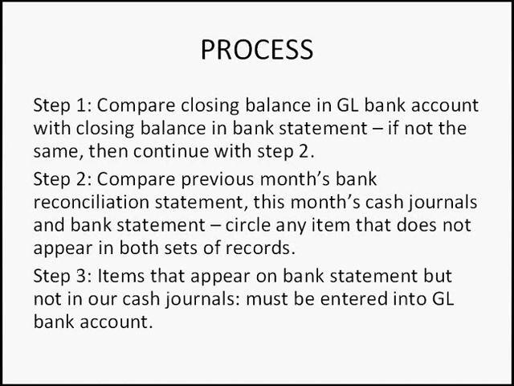Step 3 would be to look at the items that appear on the bank statement, but that are not in our cash journals. That means that somewhere we have forgotten an entry into our general ledger bank account, and it has already been recorded by the bank, and we now need to record it in our books. So all that needs to happen there is that we have to enter it into our bank account. It does not go on the bank reconciliation statement.